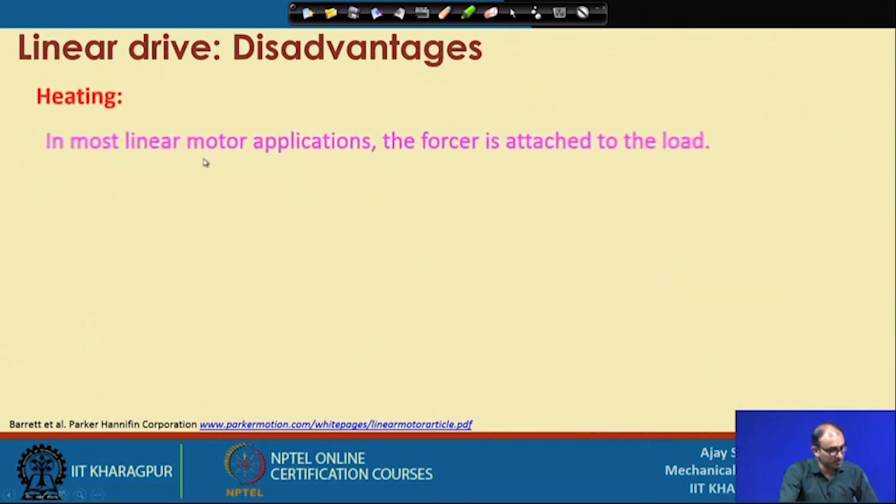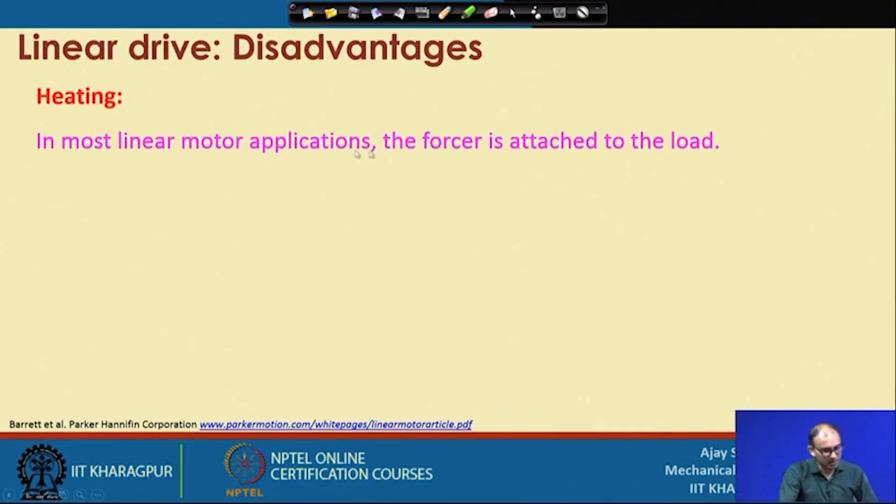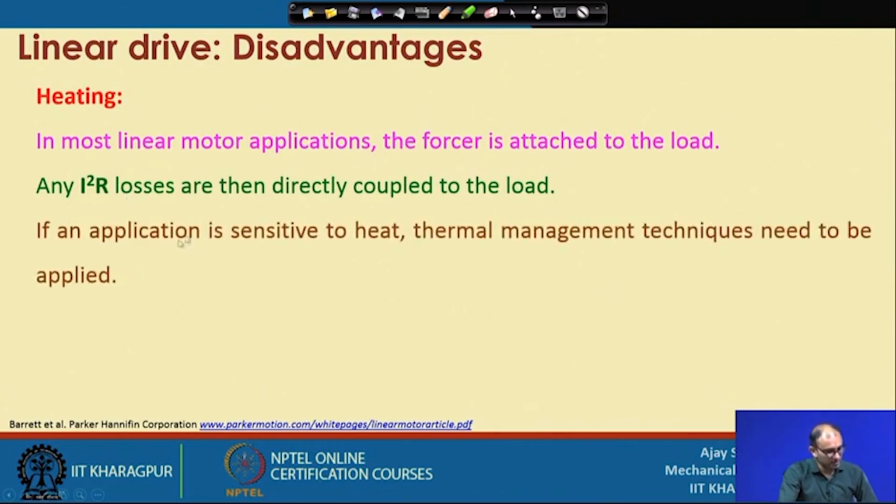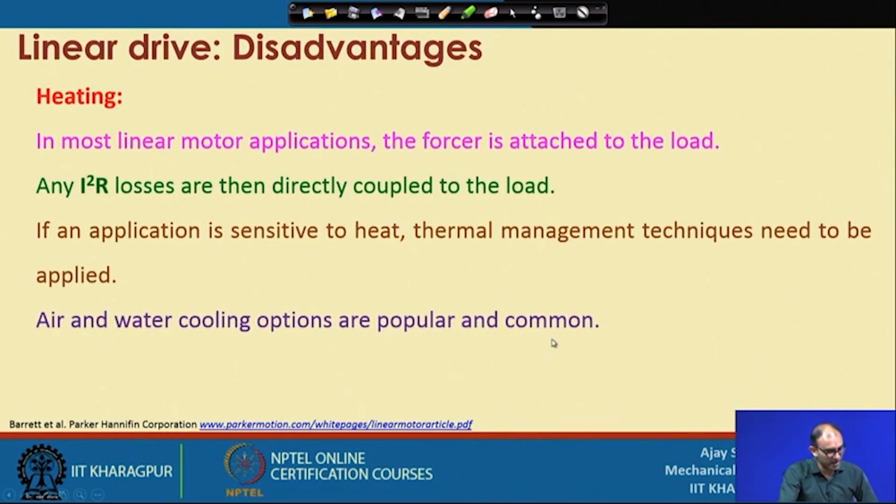Heating is an issue, because heating is because of the current supply. In most linear motor applications, the forcer is added to the load. So, any I squared R losses are then directly coupled to the load. That is the problem here. But many times we apply some thermal management techniques, mostly air cooling or water cooling. In that case we can reduce this heating problem to a very low level.